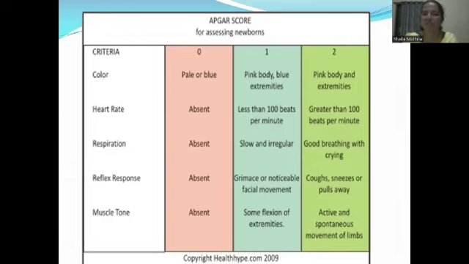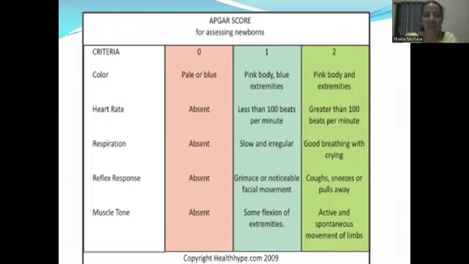Coming to the respiration, if it is absent, then we give a score of 0. If the respiration is slow and irregular, then we give a score of 1. And if the baby is breathing well with a good cry, then we give a score of 2. In reflex response, if it is absent, then we give a score of 0. If there is grimace or noticeable facial movement or facial changes in the newborn, then we give a score of 1. And if the baby coughs, sneezes, or pulls away, then we give a score of 2.